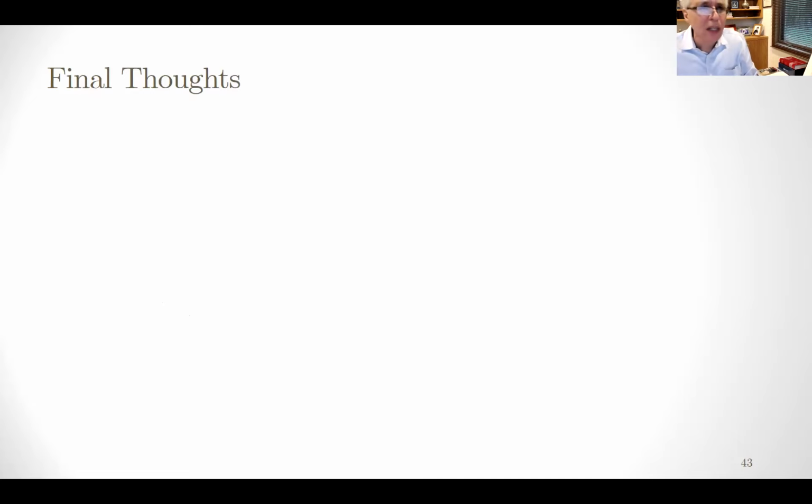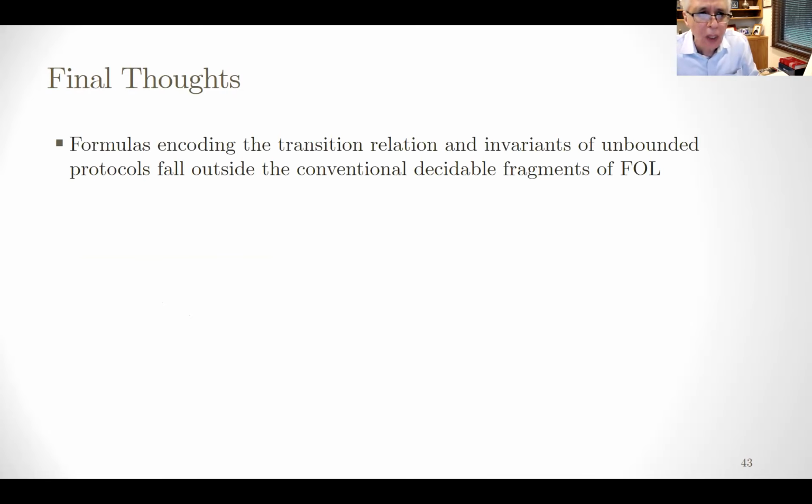So the question is, is this fully automated? And the answer is not quite, right? But what we can say is that formulas encoding the transition relation and invariants of unbounded protocols fall outside the conventional decidable fragments of FOL, which means that all of the work trying to simplify them and get them into a decidable fragment is missing the point. You're trying to solve a different problem from the problem that the protocol is actually giving you. So we need to find a different way of actually finding the invariants.